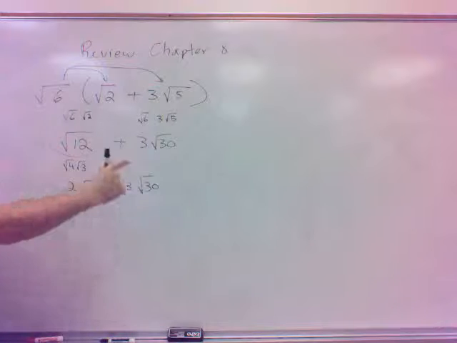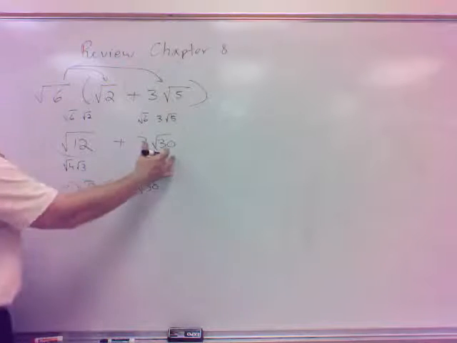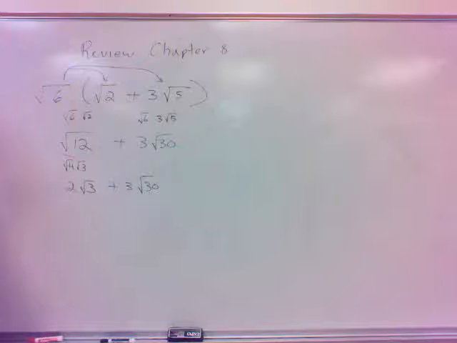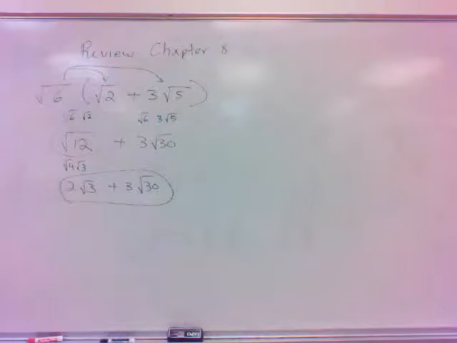Now square root of 30, can it simplify? We got 6 and 5. No, that wouldn't help you. 10 and 3. That wouldn't do you any good, would it? So nothing that I could factor 30 as would break down. So that's it. All right.